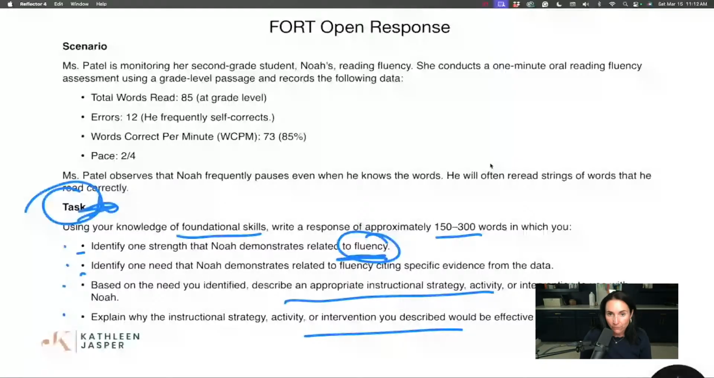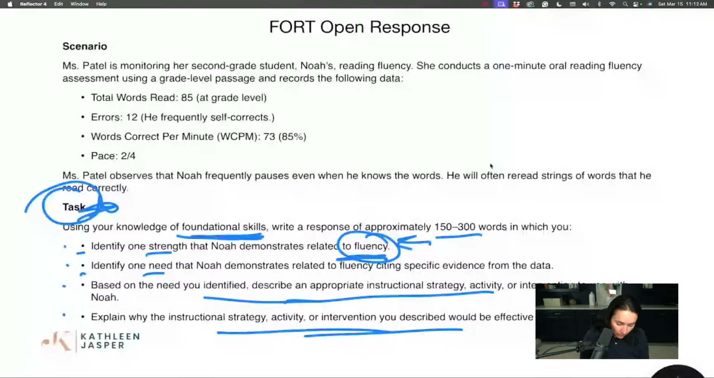And again, the task for the foundation of reading, they're all going to be the same. It's just that this is going to change to comprehension skills. You're going to get one on foundation, one on comprehension skills. And instead of fluency, it might say vocab or comprehension. And then you're always going to have a strength and a need. You're always going to have to identify a strategy, and you're always going to have to give a rationale. So start clicking with that formula, plug and play.